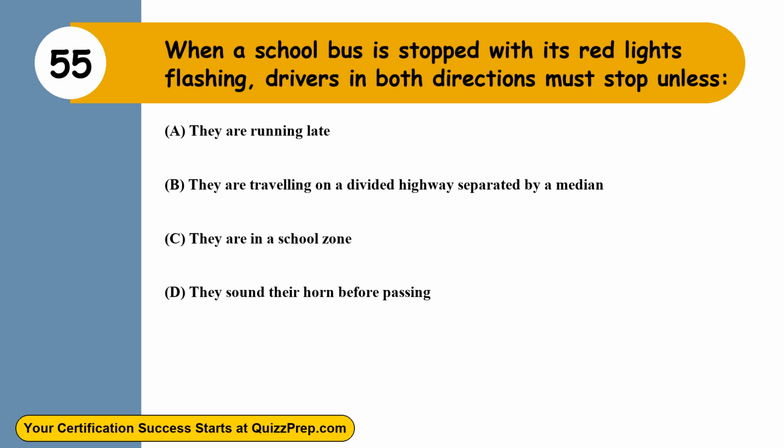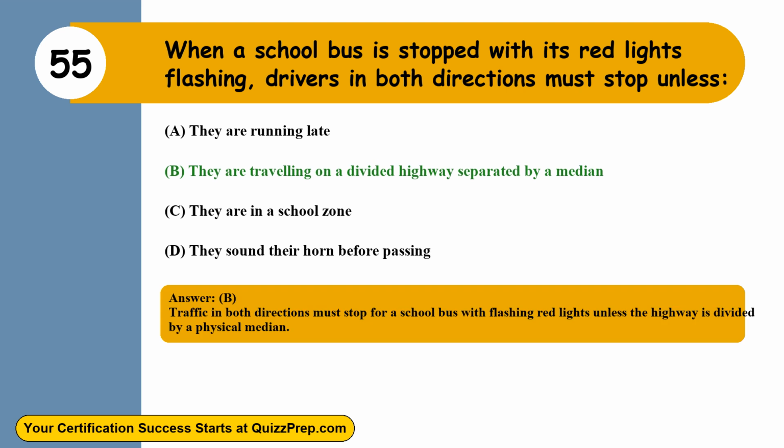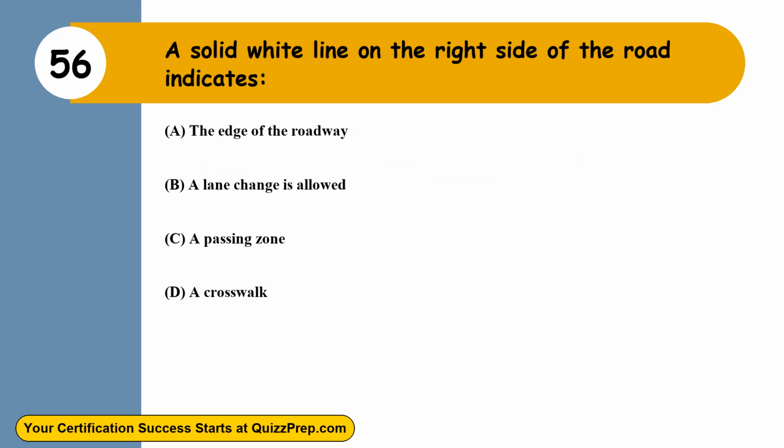Question 55. When a school bus is stopped with its red lights flashing, drivers in both directions must stop unless: Option A, they are running late. Option B, they are traveling on a divided highway separated by a median. Option C, they are in a school zone. Option D, they sound their horn before passing. The correct answer is option B, they are traveling on a divided highway separated by a median. Traffic in both directions must stop for a school bus with flashing red lights unless the highway is divided by a physical median.